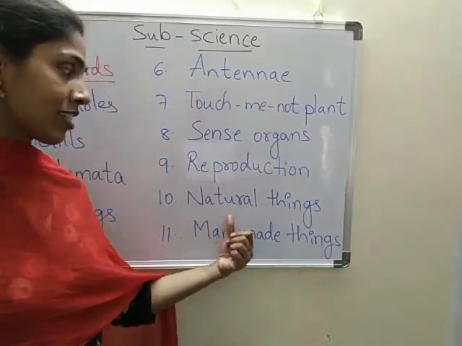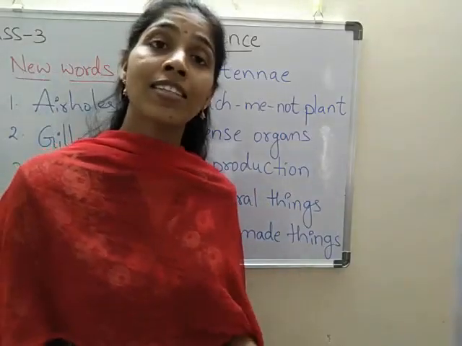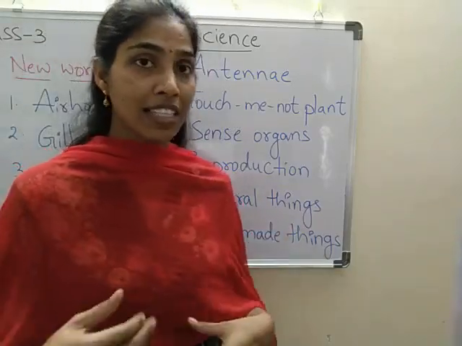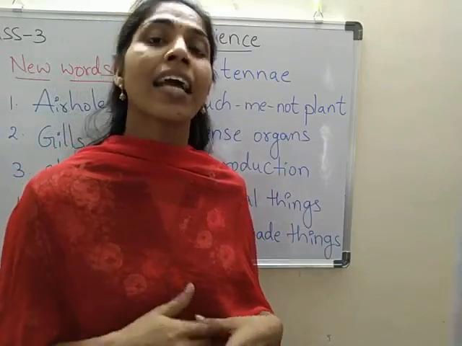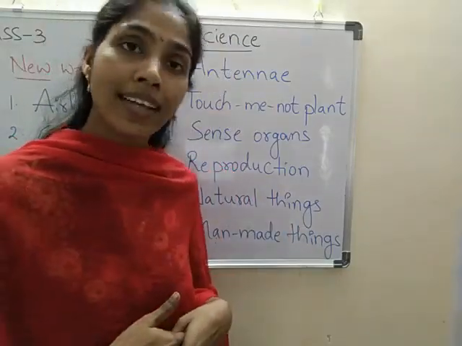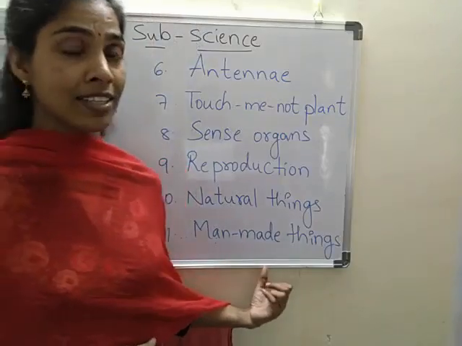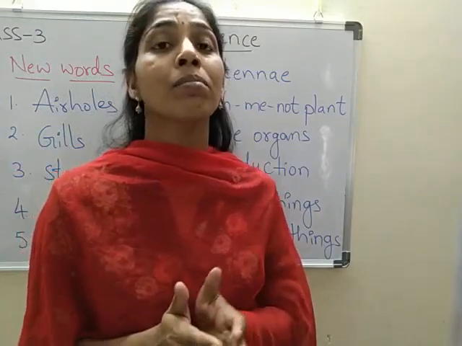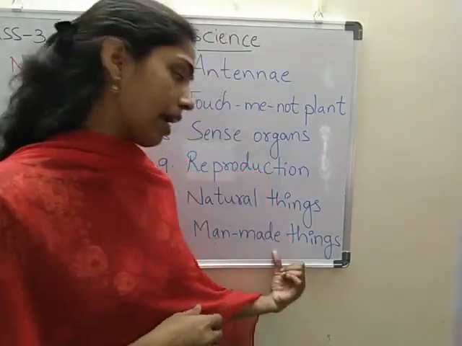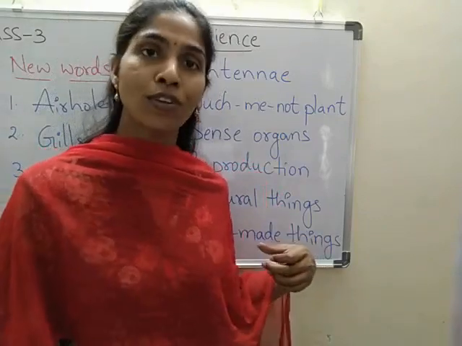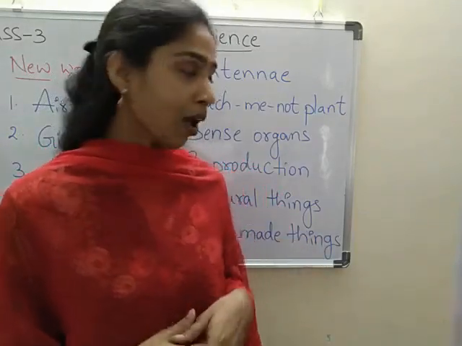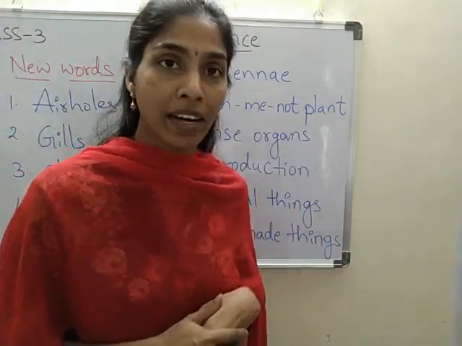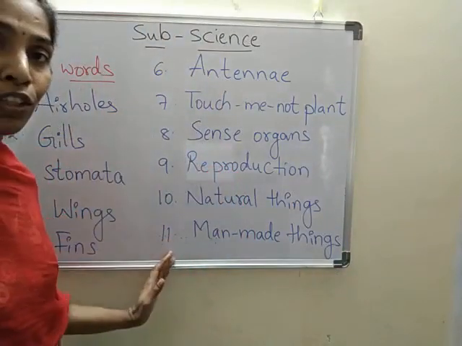Very good children. Next, natural things. Okay, living things and non-living things found in the nature are called natural things. For example, sunlight, water, air are the natural things. Okay, next, man-made things. Now tell me children, what are man-made things? Very good. Things made by the man are called man-made things. Okay, TV, phone, chair, car, these all come under man-made things. Whichever thing is made by the man is called a man-made thing. Children, have you noted down these words?